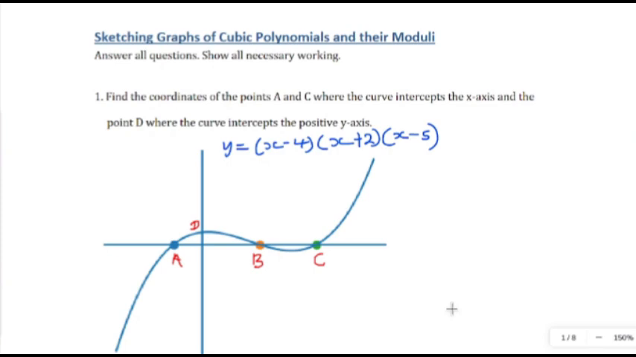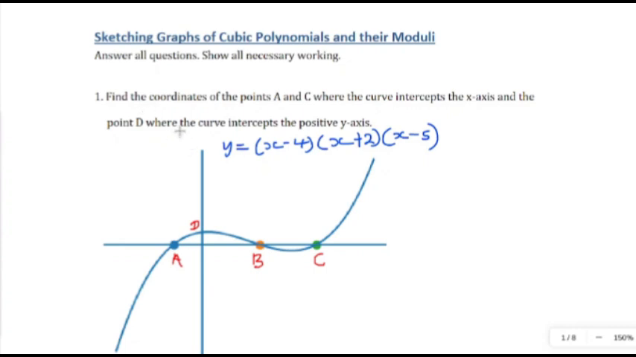Okay, so we'll be looking at sketching graphs of cubic polynomials and their moduli. These are questions extracted from the IGCSE Additional Mathematics series. The instruction says we should answer our questions and show all necessary workings.